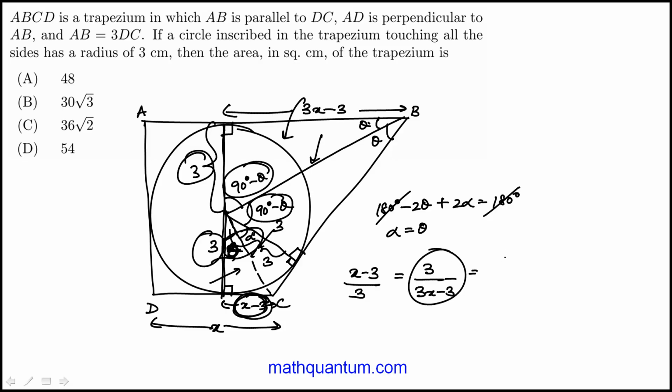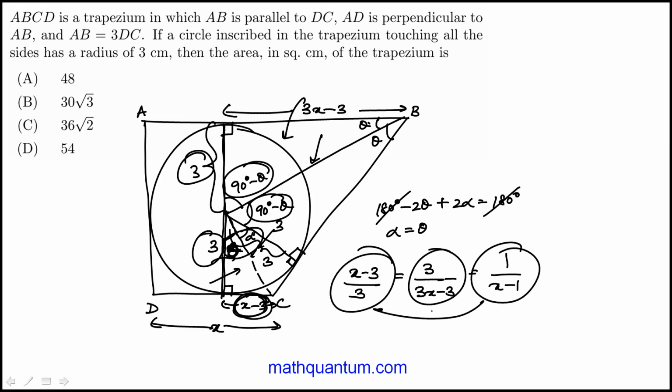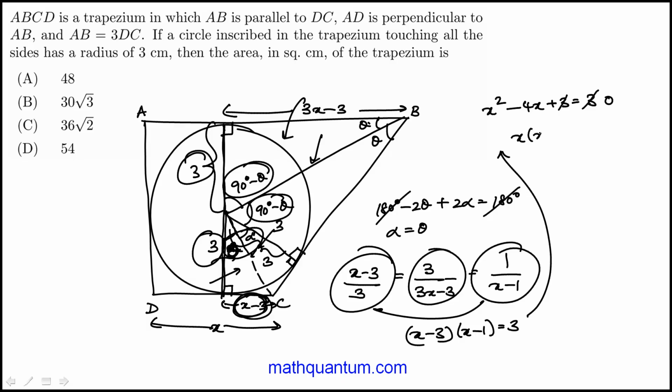I can simplify that to 1 over x minus 1 and then solve this equation, cross multiply. And then that becomes x squared minus 4x plus 3 equal to 3. That drops out. And again, you'll see you get x equal to 4. So this one is a little bit easier, but at least for me it was harder to spot.